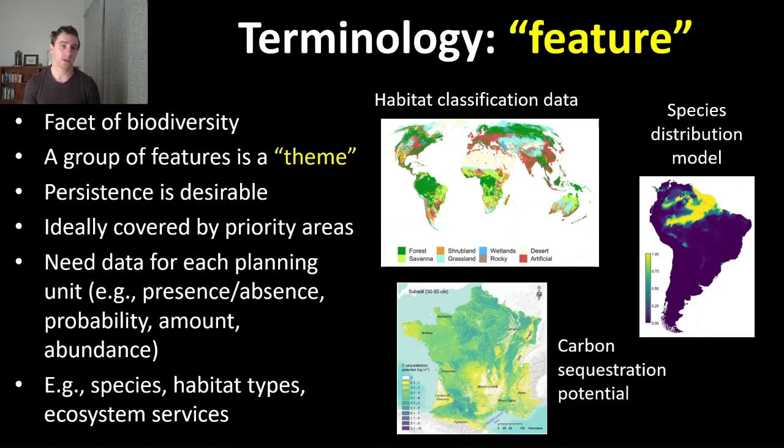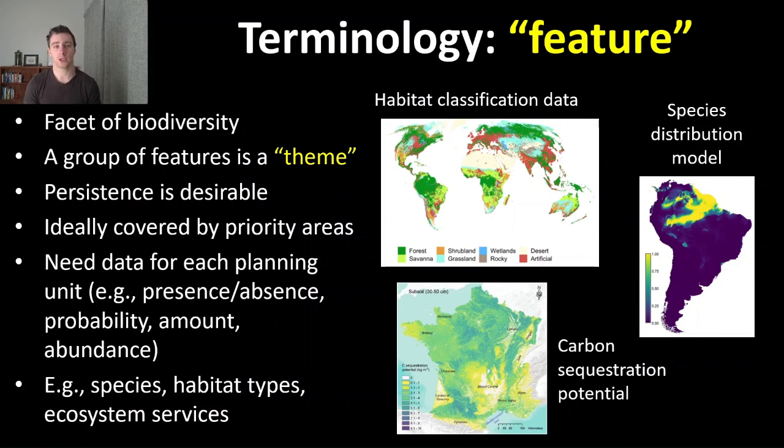One is that a feature is a biodiversity facet of which its persistence is desirable. In other words, when you're selecting features, you want to select things that you want to persist in the long term. So this is why we might consider threatened species or native habitat types as features. For example, you would not probably consider an invasive species as a feature because you don't ideally want this thing to persist into the future.